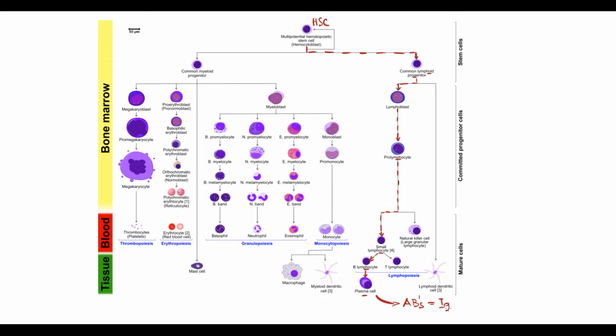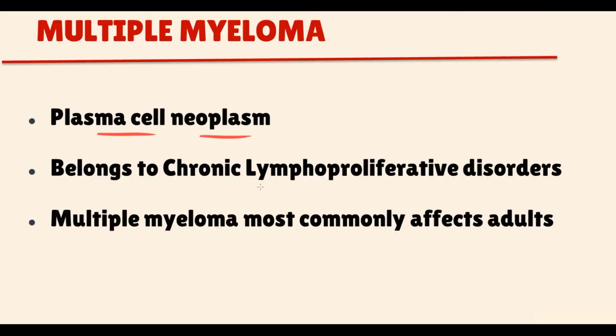Another name for antibodies is immunoglobulins, so it's the same thing. The most common immunoglobulins are immunoglobulin G, M, and A. And exactly malignant clonal proliferation and accumulation of plasma cells is called multiple myeloma. Because plasma cells are the most mature cells in lymphopoiesis, multiple myeloma belongs to chronic lymphoproliferative disorders. And as practically all chronic lymphoproliferative disorders, multiple myeloma most commonly affects adults.